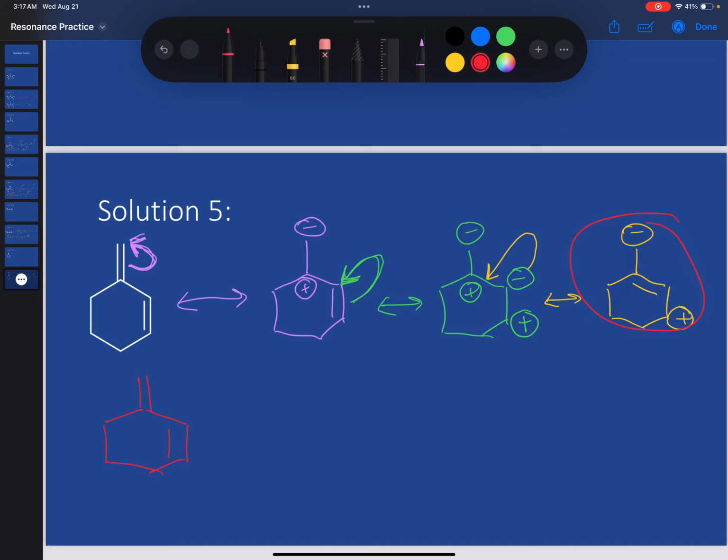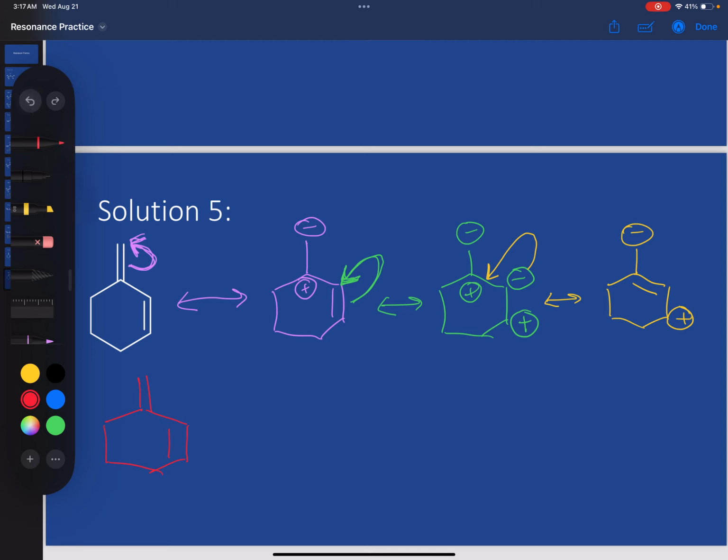But to get the structure that I drew here, I'm going to start with this lower pi bond, where I'm going to move the pi bond here, and at the same time I'm going to break this pi bond and give those electrons to that top carbon. And so the resonance structure that I get is going to look like this, where I have my negative charge up here, I have my double bond that I formed, and then here's that positive charge. All right? Okay.